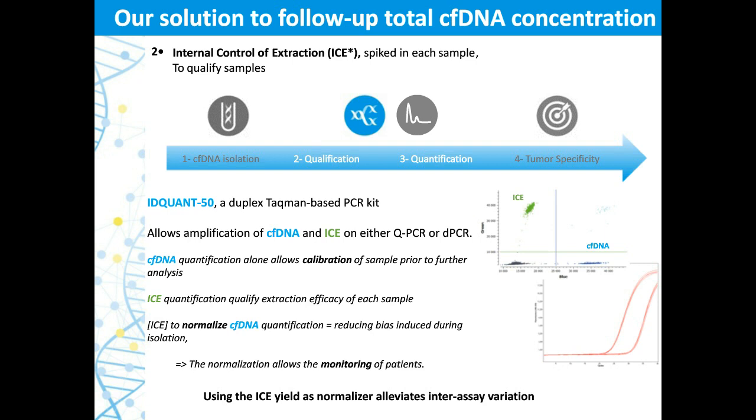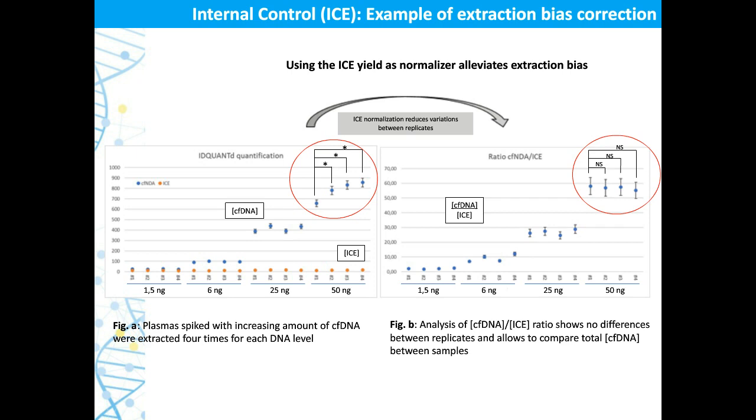Here's some examples of how the eyes works. In the right panel, you have a graphic where you can see that 3 different concentrations of DNA were extracted 4 times for each concentration. And as you can see in the red circle, you have a significant difference between the first replicates compared to the 3 other ones. However, if you use the eyes to normalize these concentrations, in the left graphic, you will see that using the ratio of cell-free DNA over eyes, you have no more significant difference between each replicates.